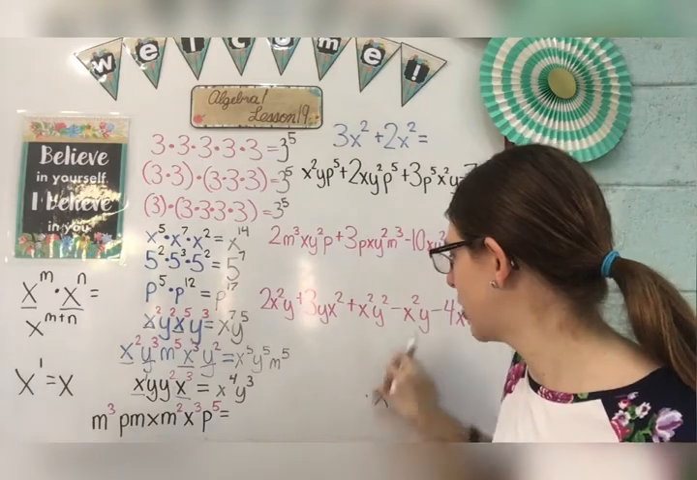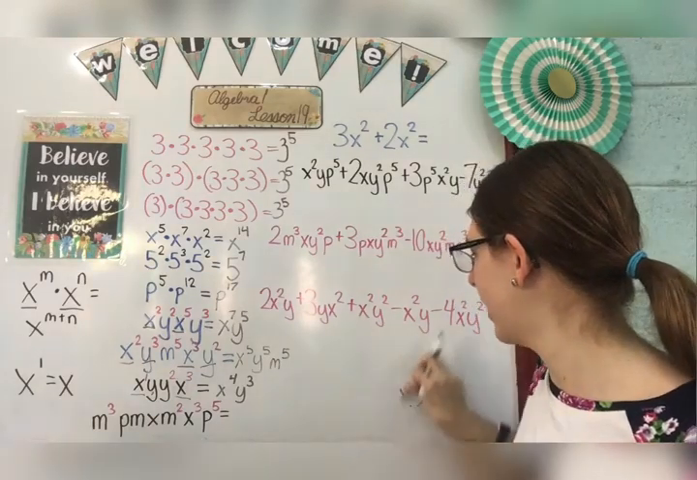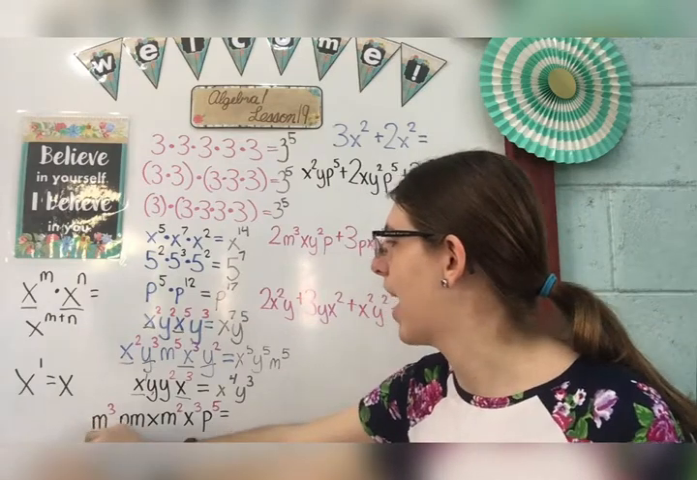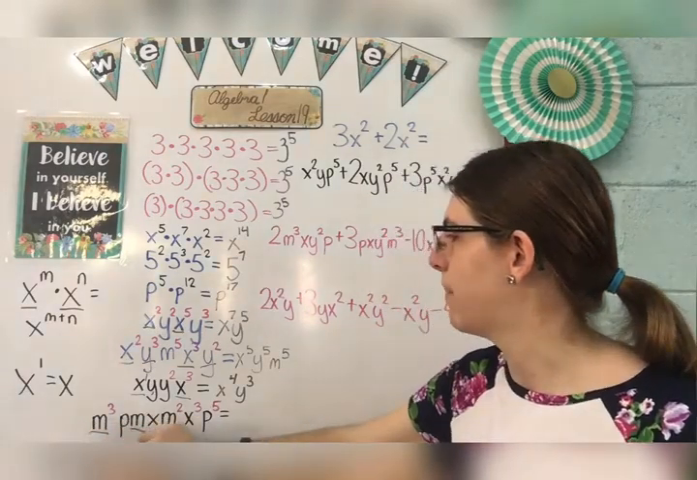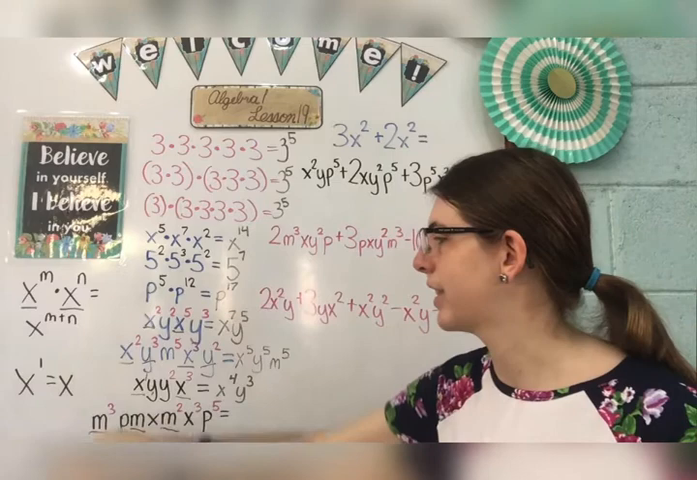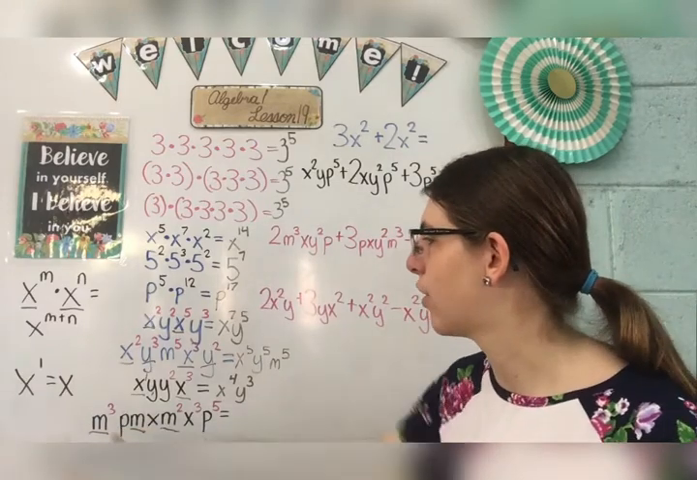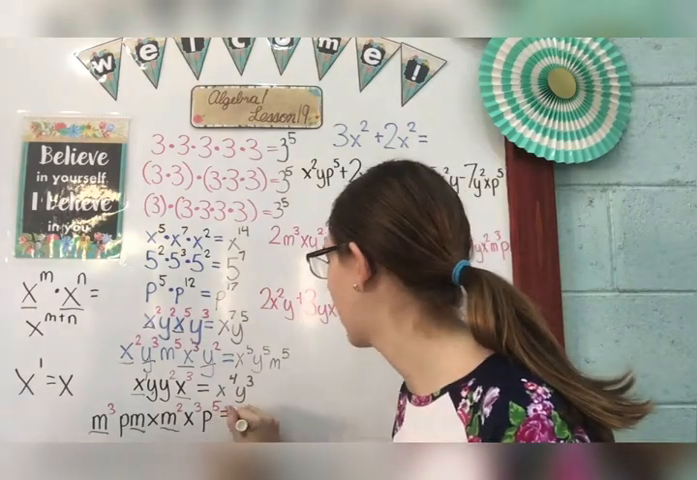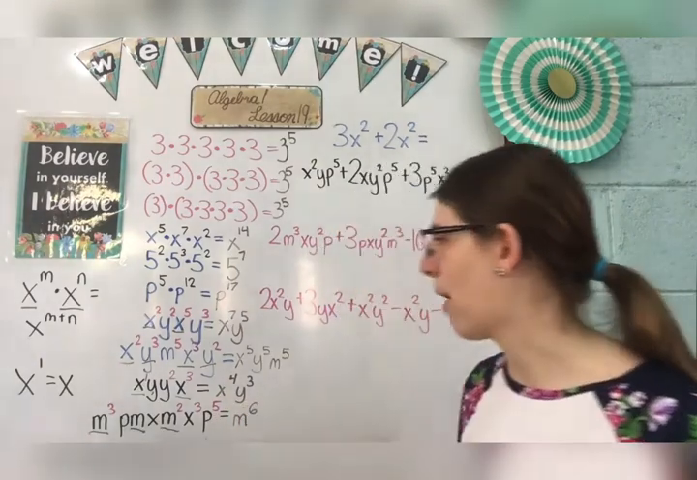Okay, coming over here, I have m3 p, m x, m squared x3 p5. We're adding in a bunch of letters, so we just have to go little by little to make sure we get all of our letters. So we have m3, m, and m squared. That's all of our m's. So this is 3 plus 1 is 4 plus 2 is 6. So I have m to the sixth power.